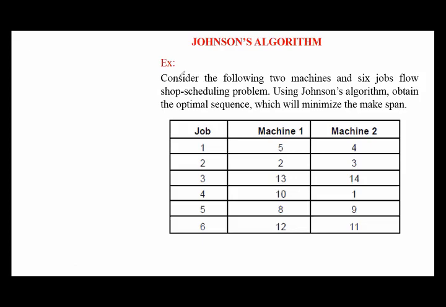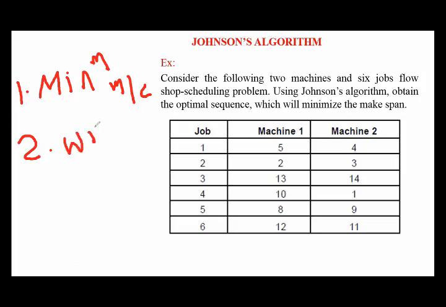Johnson's algorithm consists of three steps. The first step, we have to identify the minimum values of machines. Then we are going to write the sequence of the jobs according to machine 1 and machine 2. Third, we obtain the optimal sequence from the order. This is about Johnson's algorithm.